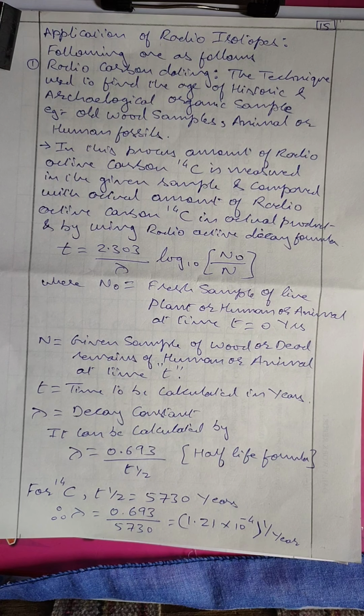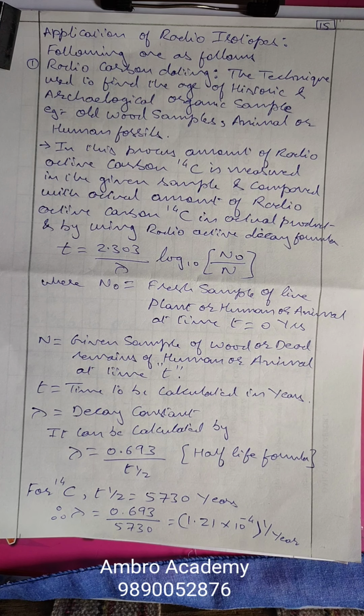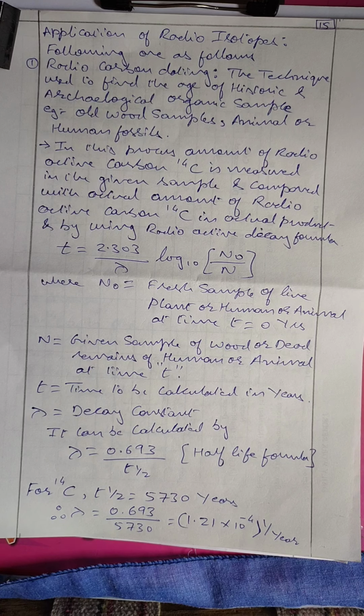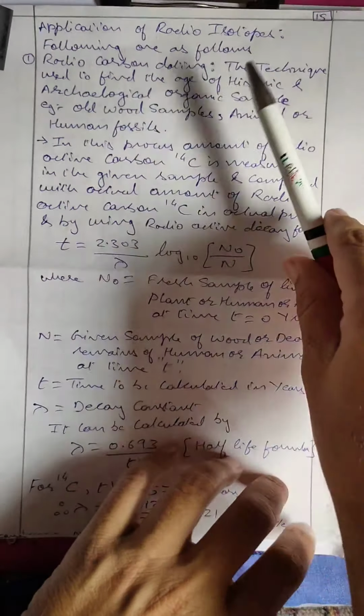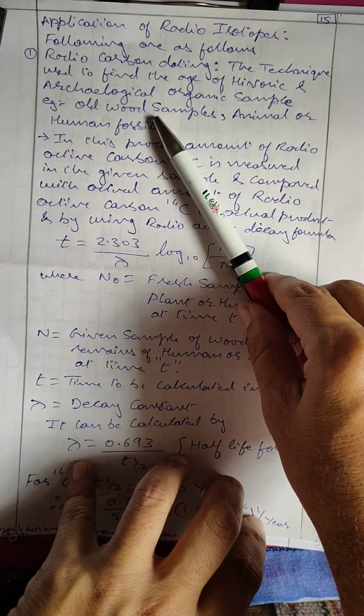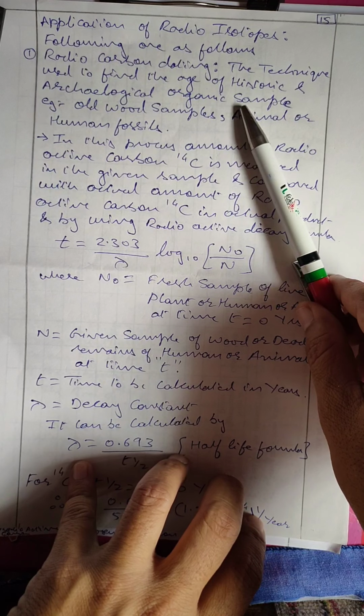Radioisotopes are those which are radioactive elements, and these radioactive elements, as we know, spontaneously emit alpha, beta and gamma radiation, which can be used for constructive as well as destructive purposes. So first is radiocarbon dating. What is radiocarbon dating? Radiocarbon dating is the technique used to find the age of historical or archaeological organic samples.